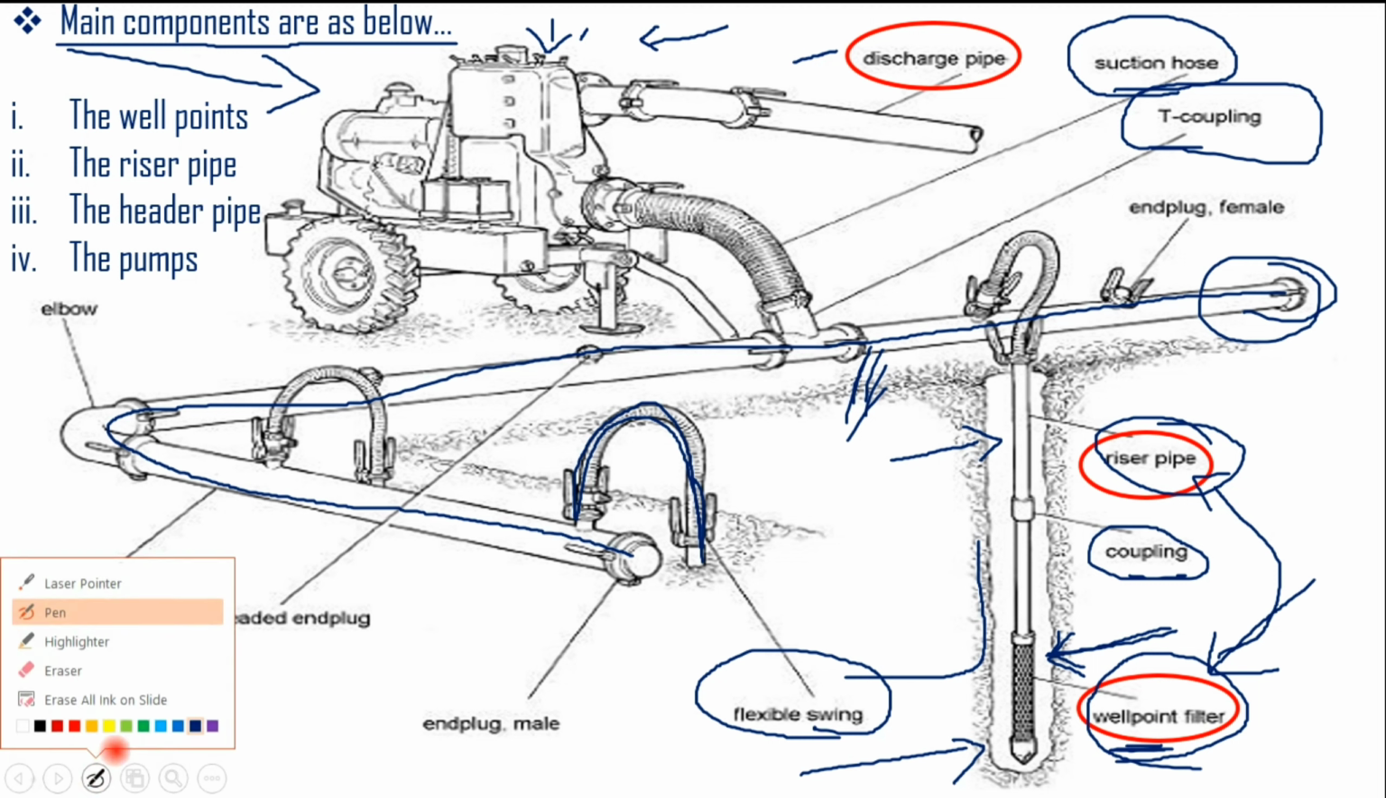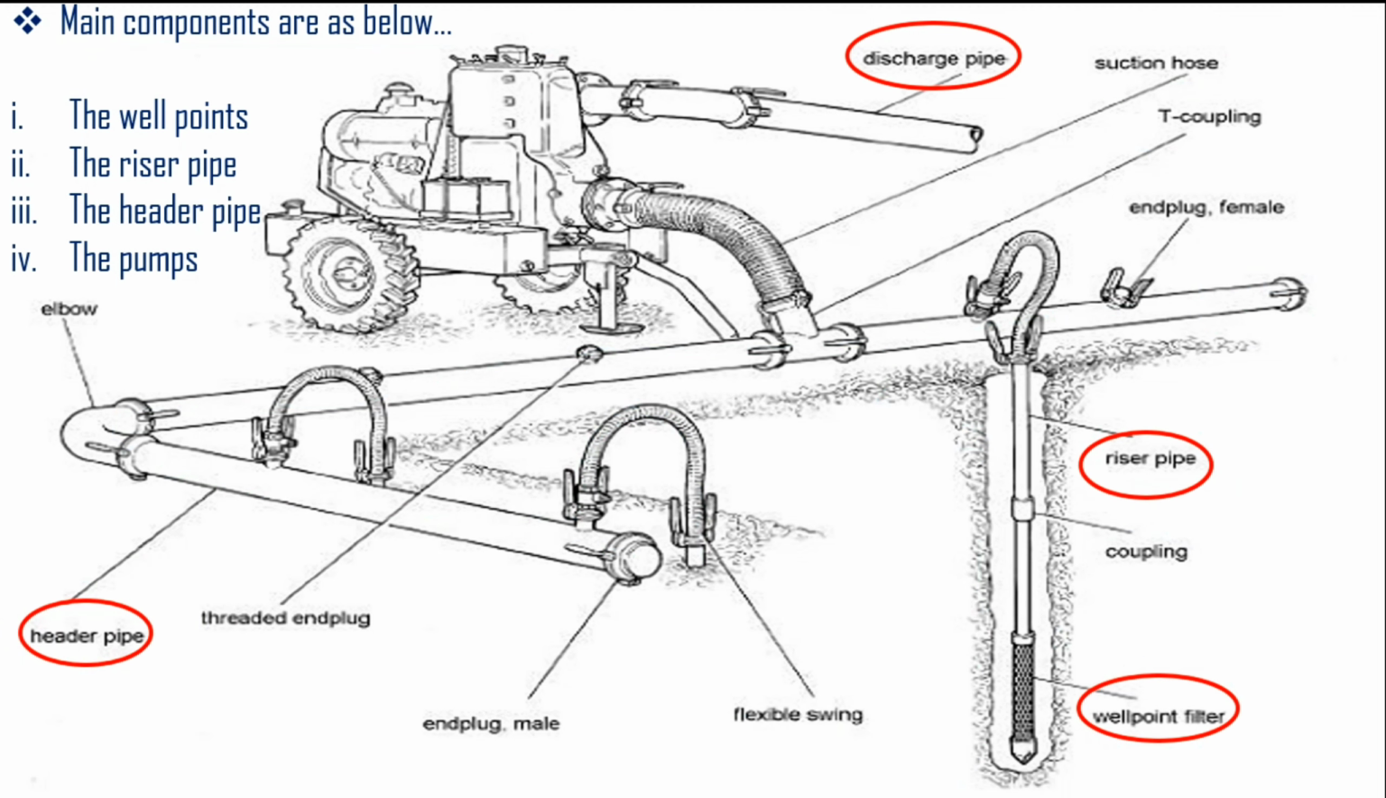So I have just cleared these things, and again we will go through it quickly. The first one is the well point. That well point is connected with the riser pipe. If I use more than two, then I also use a coupling. Then after that, the individual riser pipe is connected with the help of a U shape. That U shape is represented as the swing.